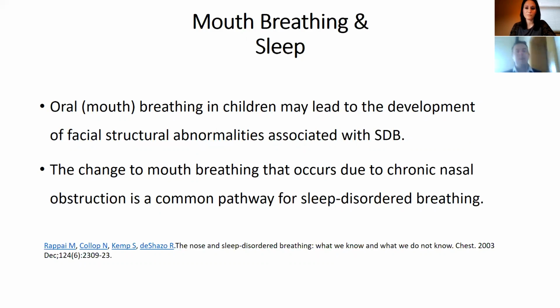And our next paper, oral breathing. Mouth breathing in children may lead to the development of facial structural abnormalities associated with sleep disorder breathing. The change to mouth breathing that occurs due to chronic nasal obstruction is a common pathway for sleep disorder breathing.